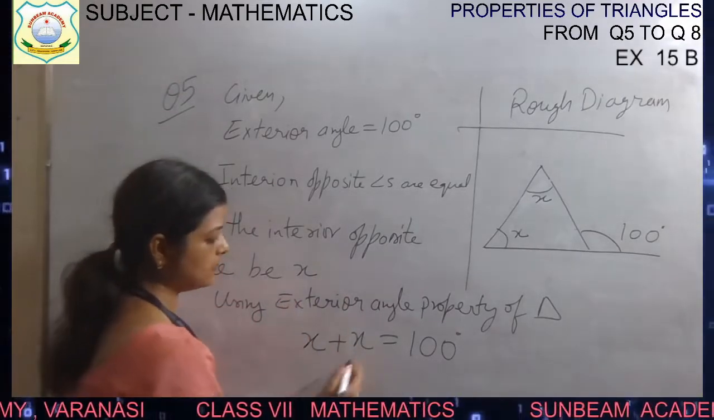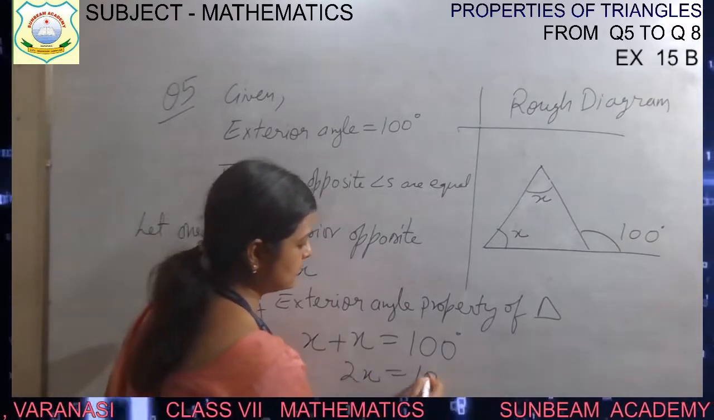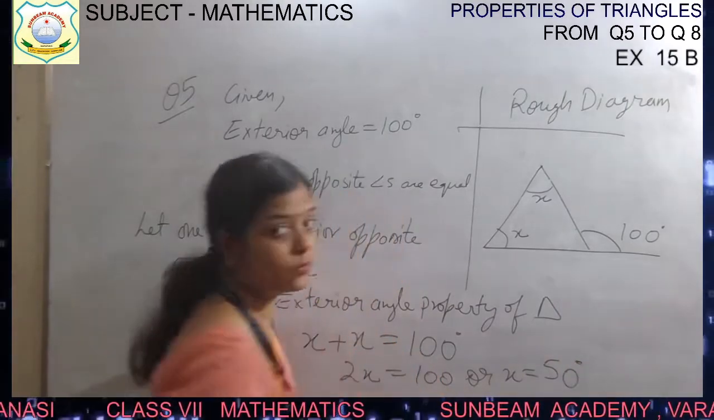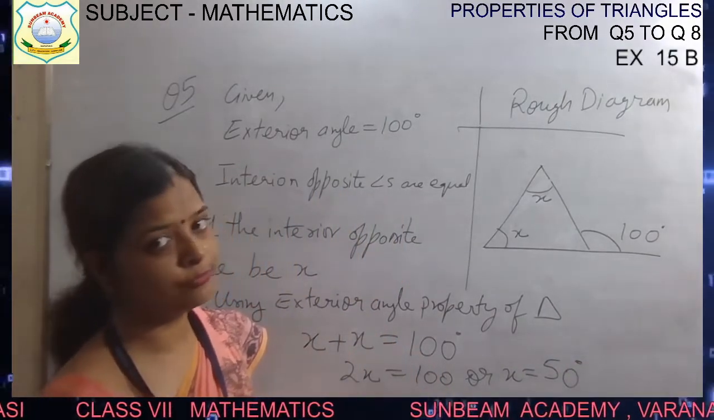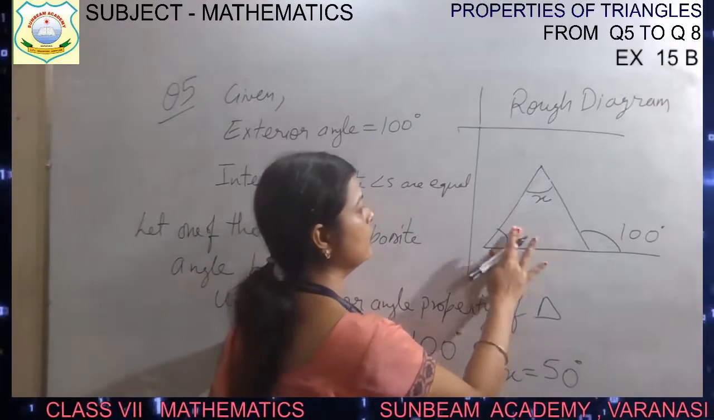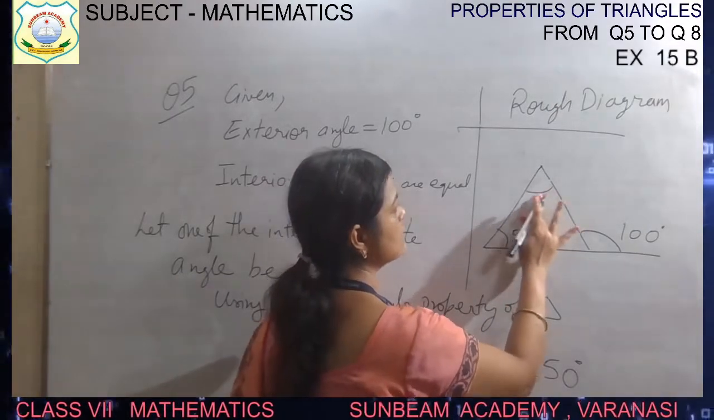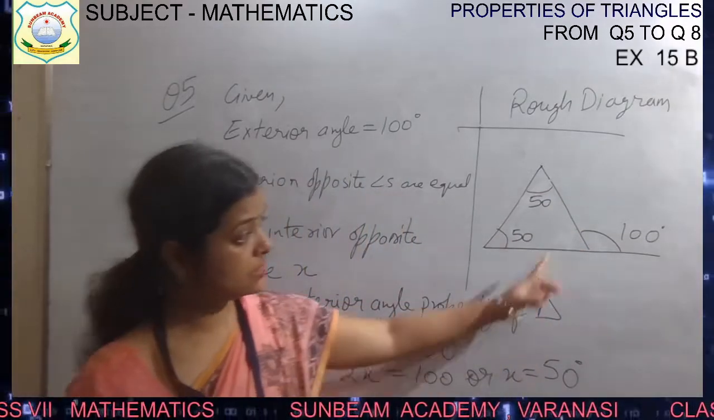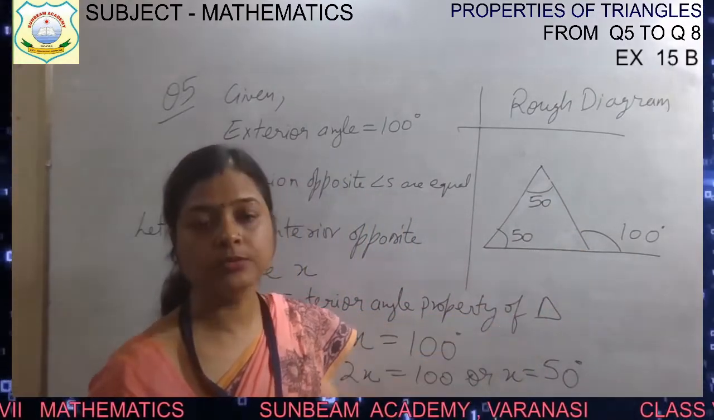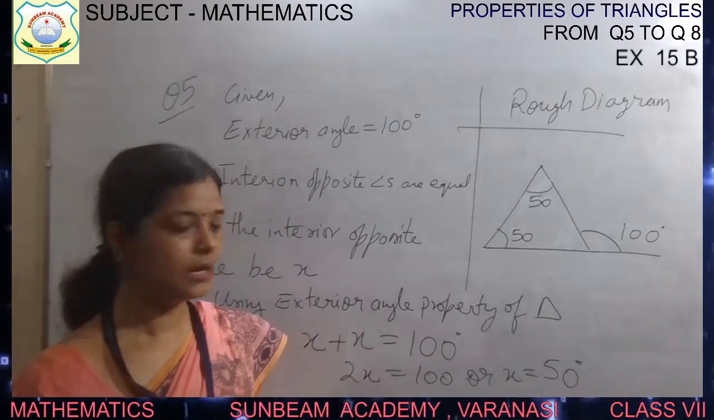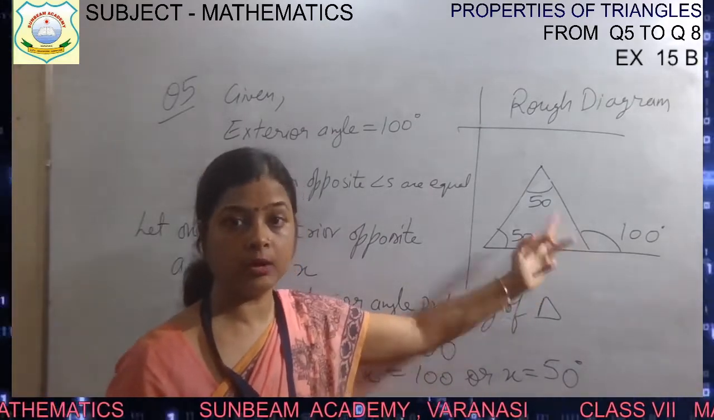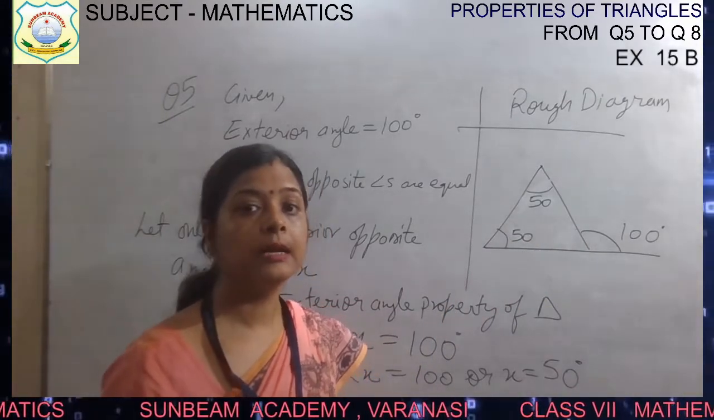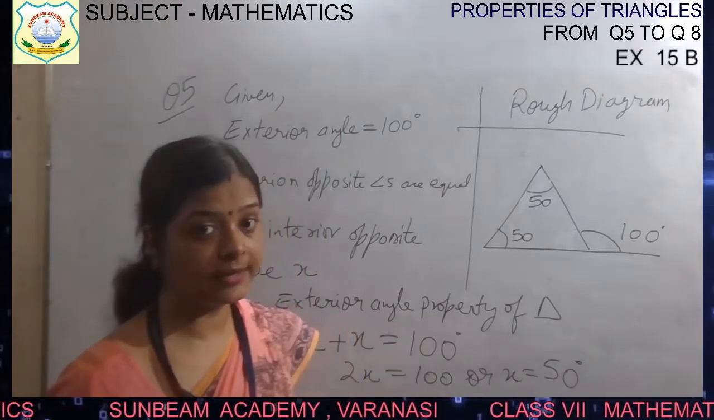So now x plus x is equal to 2x, that is equal to 100, or x is equal to 50 degree. X is equal to how much, children? X is equal to 50 degree. Hence this will be 50 degree and this one will also be 50 degree. So can you find the third angle of this triangle? Yes, by using angle sum property. हम इसको निकाल सकते हैं. Now we can find the third angle of the particular triangle, because in the question they have asked what are the angles of the triangle.